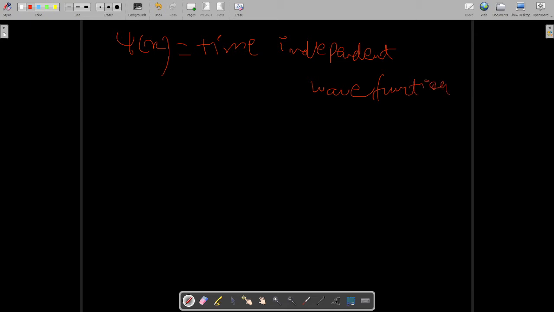And it is given like this. It has been given like this. And it is applicable for this range of values of x. And k is greater than 0.